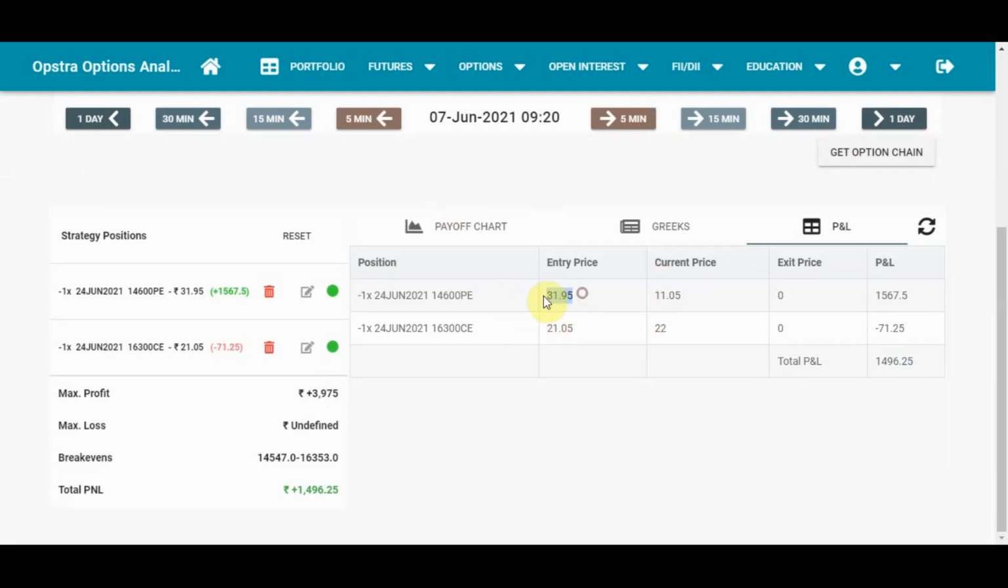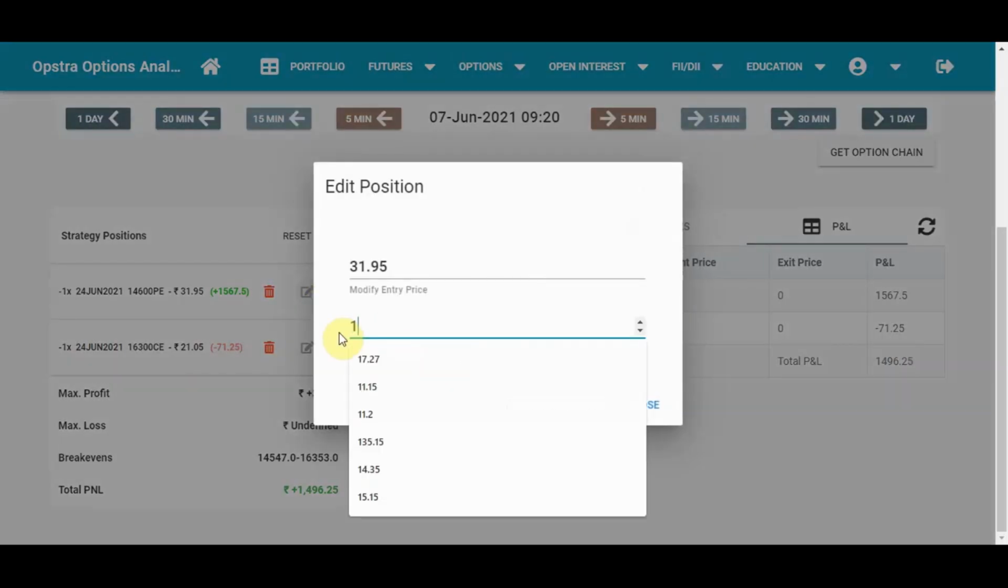We sold a higher premium put and it has fallen considerably to 11 rupees and the call is still trading at the same price. So that's how bullish triangles work. At this point, I would like to adjust. I would like to book this put and sell a new put around 22 rupees.